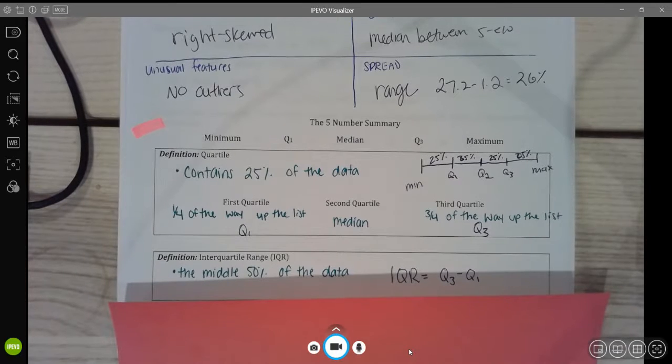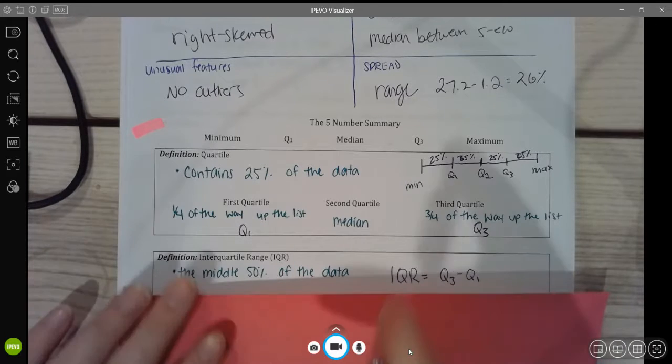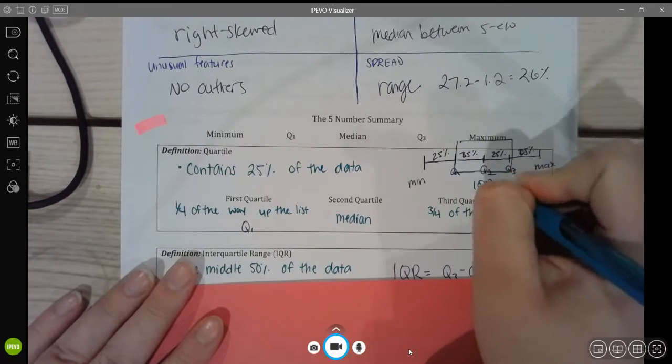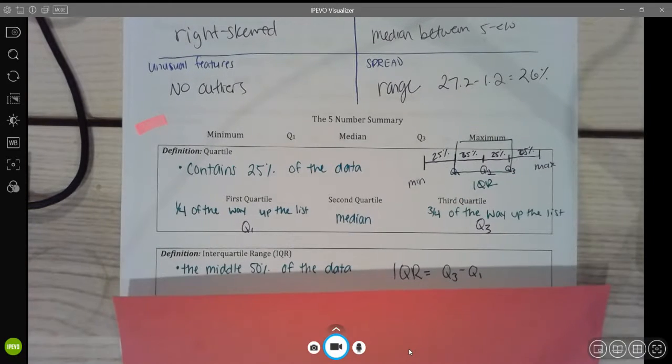There's also something called the interquartile range, the IQR, and that's going to be the middle 50% of the data. So if I look back to my little graph I've drawn up here, this right here is the IQR, the middle 50%. So in order to find the spread of the IQR, you take Q3 and you subtract off Q1. That's the formula you use for IQR. Okay. We use that on the next page too.